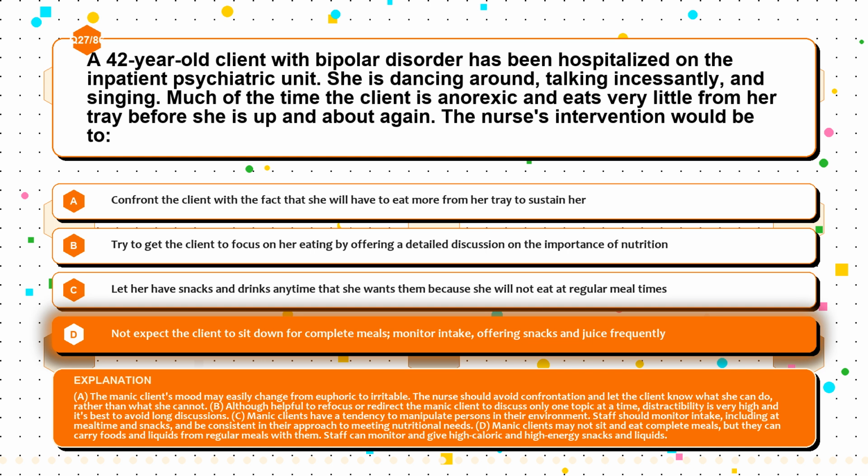Although it is helpful to refocus or redirect the manic client to discuss only one topic at a time, distractibility is very high and it's best to avoid long discussions. Manic clients have a tendency to manipulate persons in their environment. Staff should monitor intake, including at mealtime and snacks, and be consistent in their approach to meeting nutritional needs. Manic clients may not sit and eat complete meals, but they can carry foods and liquids from regular meals with them. Staff can monitor and give high-caloric and high-energy snacks and liquids.